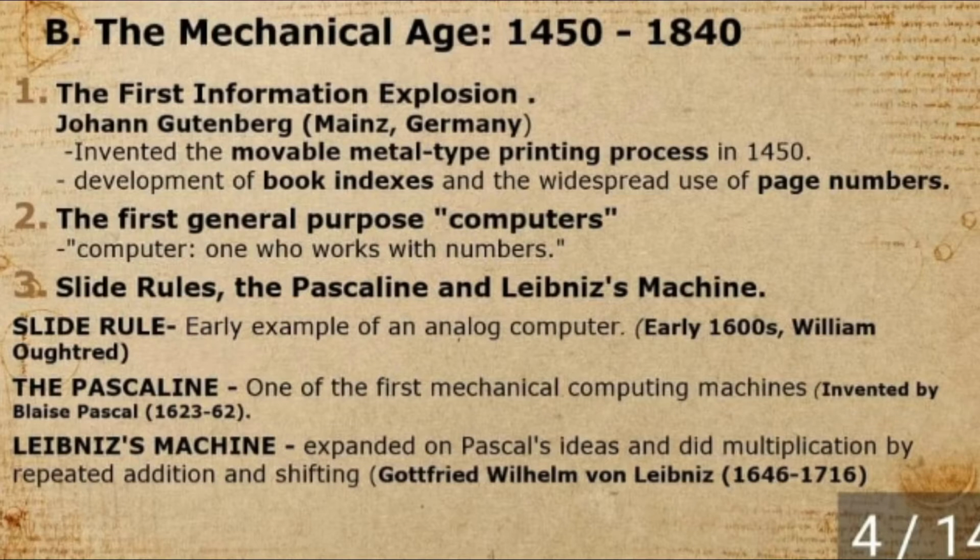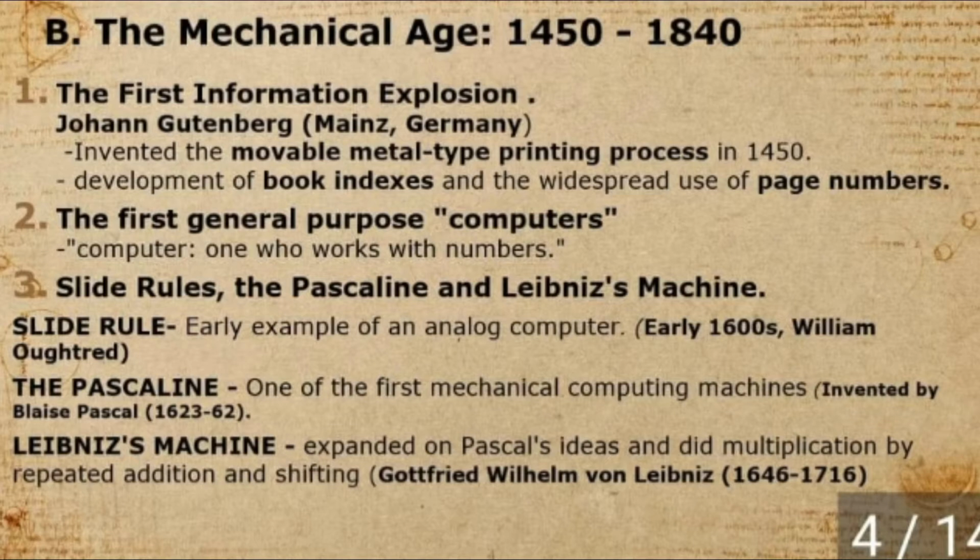Second from the mechanical age is the first general purpose computers, which were actually people who held the job title computers. Computers were the ones who worked with numbers before. So in short, the computer before was a person. Third under the mechanical age are the slide rules, the Pascaline, and the Leibniz machine.